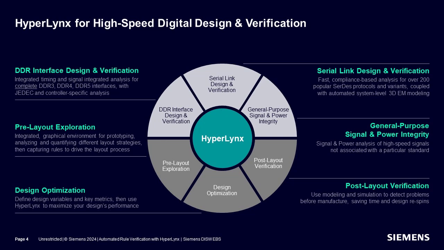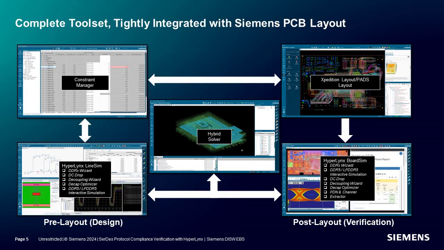There are two main design application areas for Hyperlinks. They are serial link and DDR interface design and verification. Hyperlinks also encompasses general purpose signal and power integrity. Hyperlinks is tightly integrated with Siemens family of PCB design capture and layout tools.